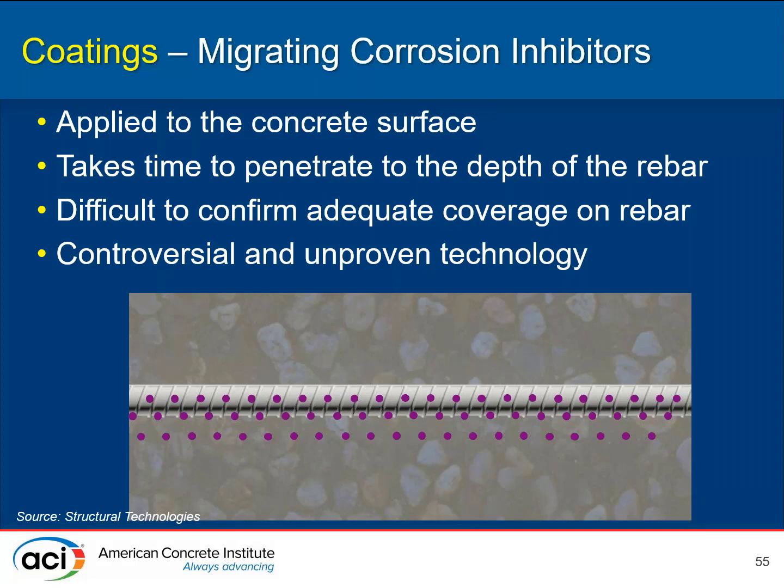Some corrosion inhibitors, migrating corrosion inhibitors, work. I've seen data that shows that they work. I've seen data that shows that they don't work. Again, some of it depends upon the situation. If you have steel that's relatively shallow, it's maybe a lot easier for the corrosion inhibitor to get in than if you have steel that's very deep.